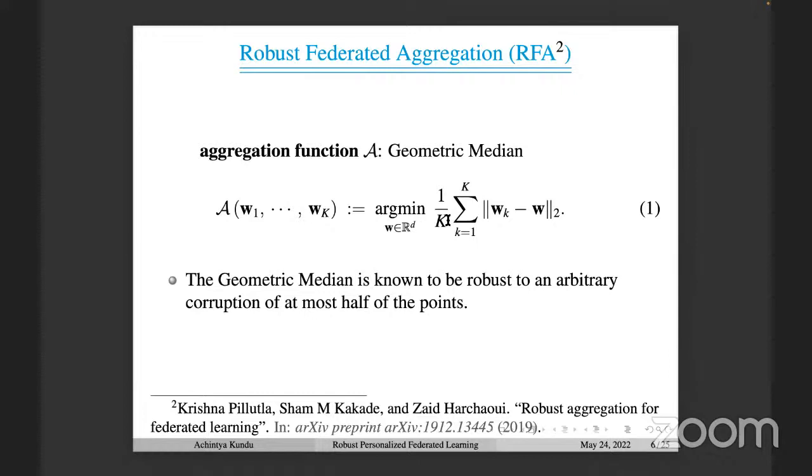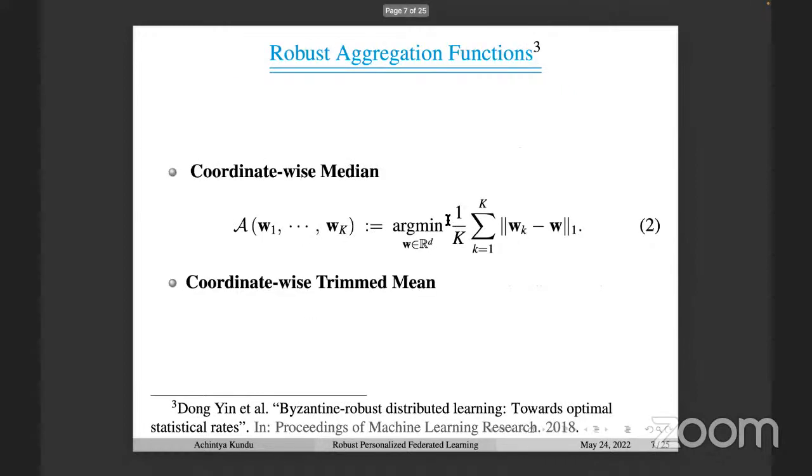Under this, they tried to prove the convergence of the federated averaging algorithm, and there are other robust ways of aggregating the client models. Another example is the coordinate-wise median. Instead of taking the geometric median, which is a little computationally intensive, the coordinate-wise median is very easy to calculate, because when you are doing it coordinate-wise, you can just sort the values and then find the median. It's as simple as that, but it can be written as an optimization problem like this.